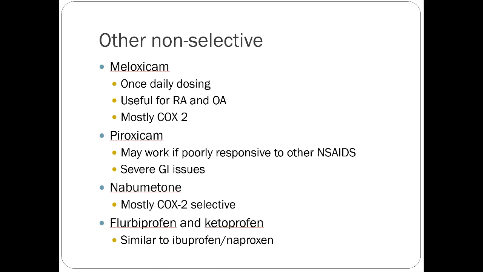Okay, more NSAIDs. These ones are not super common either, so I'm not too concerned about them. The only thing I really want you to know from this slide is that meloxicam is a once daily NSAID. So it's the least frequent administration of all the NSAIDs we've talked about. And so it's a great option if you want somebody to be on a simplified regimen. It's mostly COX-2 selective, so you do have to take that into consideration with CV risk. But it's also going to be less likely to cause GI bleeding too, so you've got that benefit there.